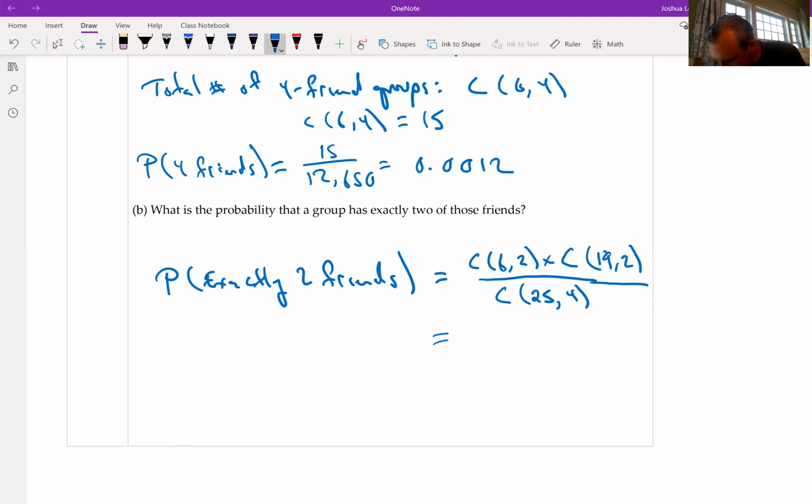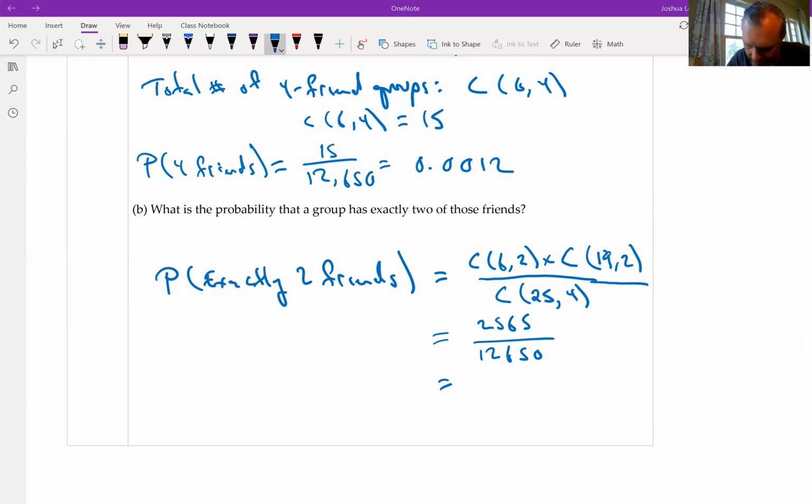And then what do we get? Well, we can actually do this all at once here. So I'm going to take my 6 combination 2 times 19 combination 2, divided by, so that's 2565 if you're checking your work along the way, divided by 12,650. So 2565 over 12,650 is 0.2028 if I'm rounding.